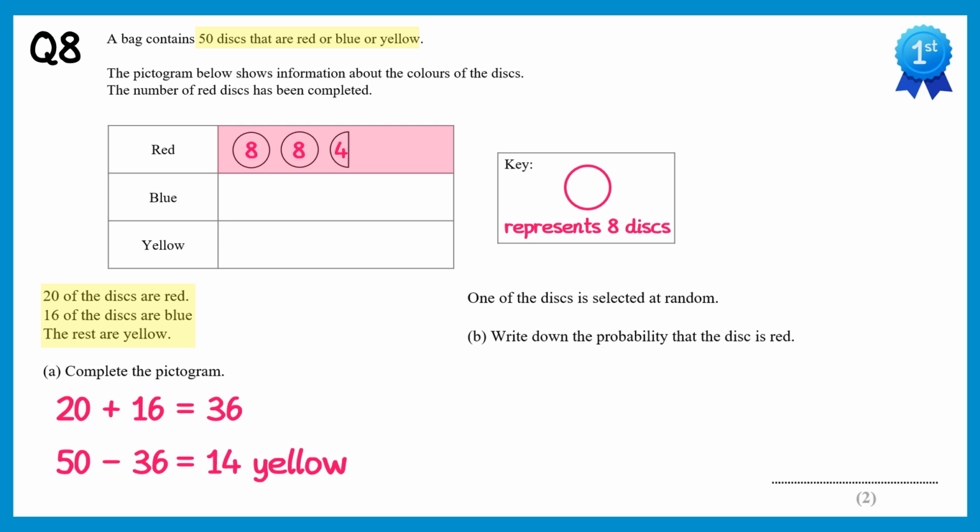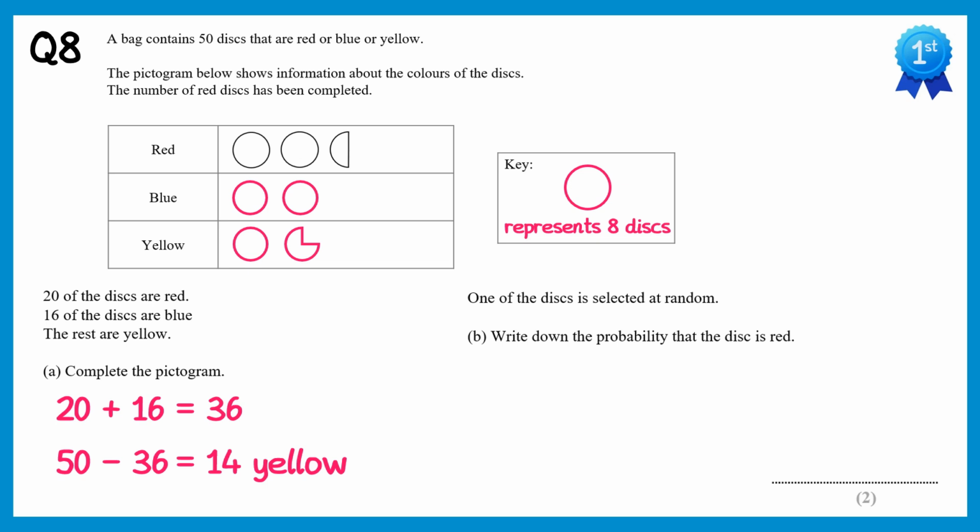We're told in the question there are 16 blue, and if one circle is 8, then we need 2 circles for blue. And then on to yellow. We worked out there were 14 yellow, so if we take one circle that's 8, but if we took another circle that would be 16, so that's too much. We need 6 more, which is actually 3/4 of one circle, so you draw something that looks like this.